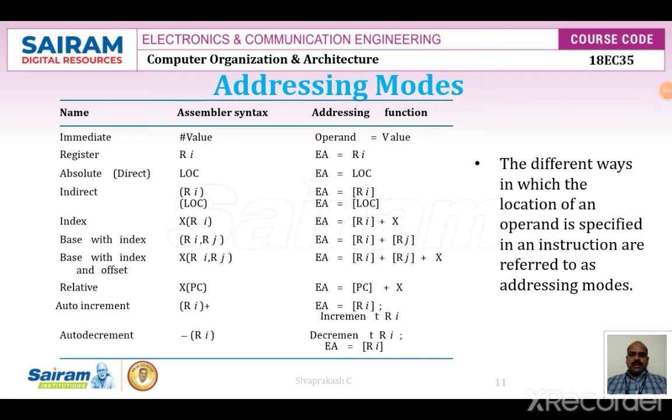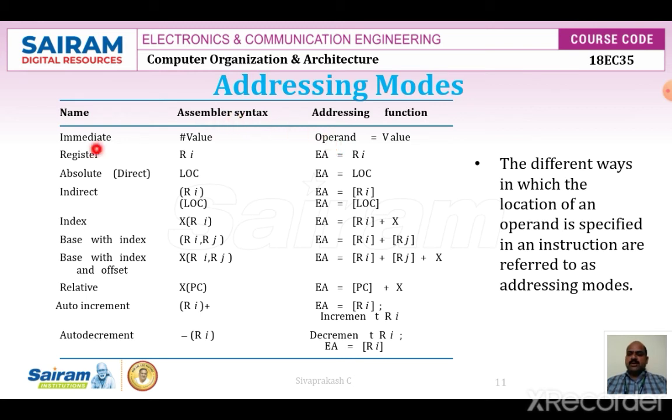The different ways in which the location of an operand is specified in instructions are referred to as addressing modes. This diagram shows how the assembler syntax, addressing and functions have been assigned. Immediate has an assembler syntax with a hash value, and its operand value is present there.